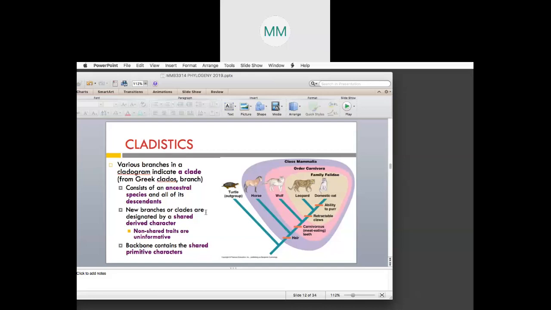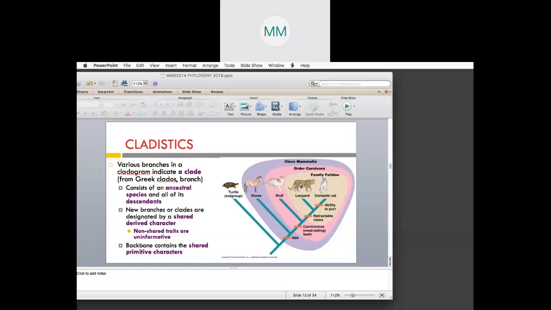New branches or clades are designated by a shared derived character. Okay? New branches or clades are designated by a shared derived character. So meaning to say, this character, retractable claws, is a shared derived character. It's an evolved character. This one is a non-shared trait because the ability to purr was found at this point only for the domestic cat. You don't find this character in a leopard, in a wolf, in a horse, or in a turtle. So that does not make it a shared derived character. It is a non-shared trait. So it is not informative because it is only useful for this species alone.